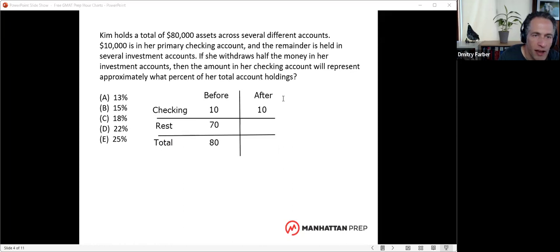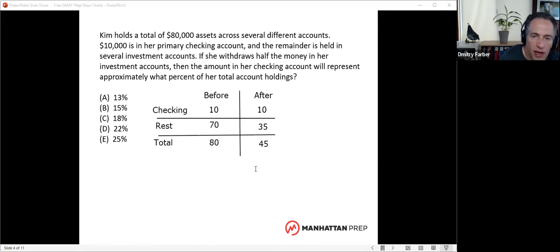She's going to take out half the money in her investment accounts. So that's the remainder, right? I could have written investment in my chart, but I didn't. I just put rest, right? But okay, she's going to take out half. So I can total that. Cool.